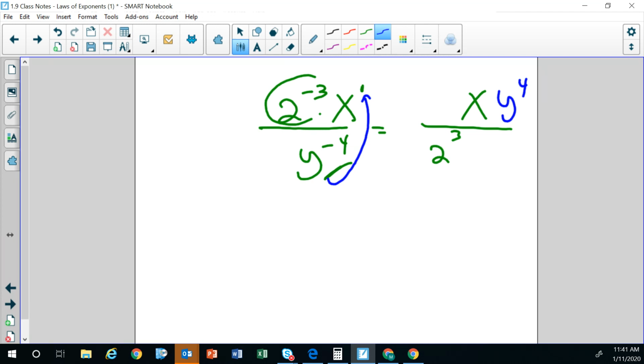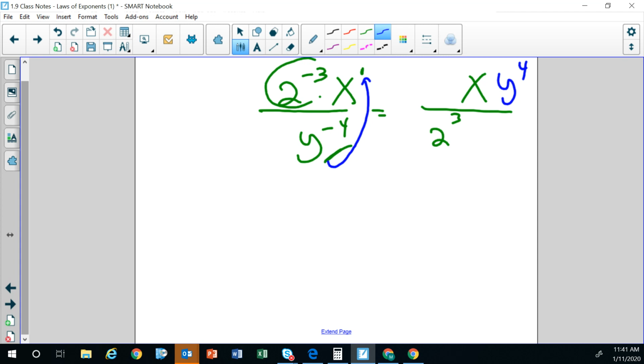All right, let's look at another example. Let's simplify something. Let's do this problem here. Okay, here is another one. 2 to the negative 1 times x squared over m to the negative 4 times n squared.